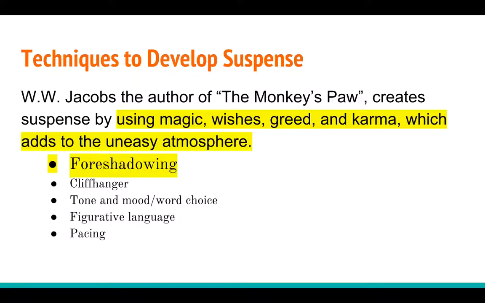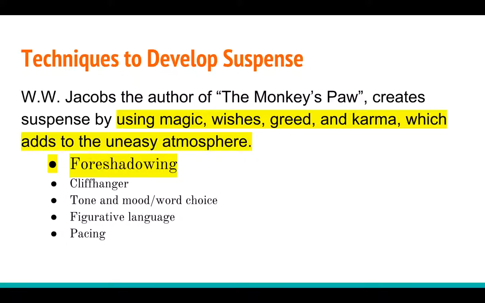So if I'm writing a suspense story and I read this and I think, oh, okay, I need to include wishes, greed, and karma in order to create suspense, that's not necessarily true. I could be writing about basketball, a suspenseful basketball story, and I wouldn't have anything that has to do with wishes or magic in my basketball story. So while this is very true for The Monkey's Paw, it's not a technique that all authors use.